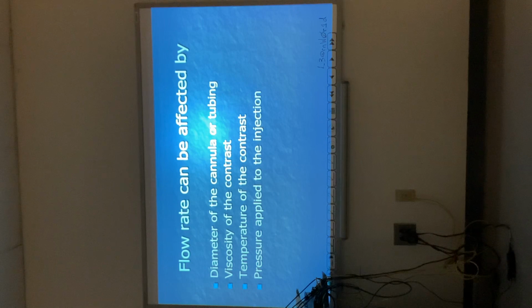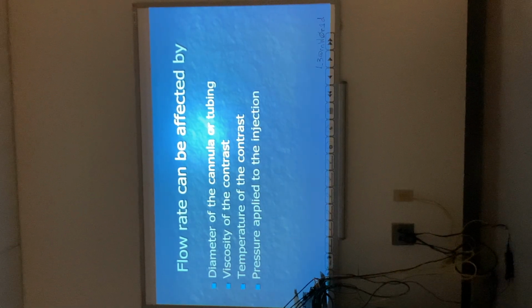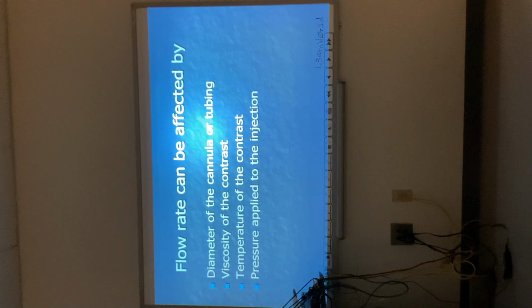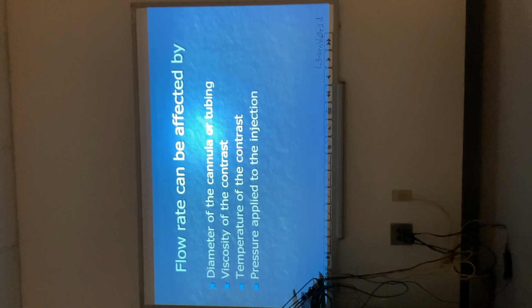So the flow rate can be impacted by these various areas that we see here. Viscosity, again, how thick is the solution? How free flowing is it going to be? The diameter of the cannula or tubing is going to impact the flow. The temperature of the contrast. So have you guys come across any contrast media that needs to be at a certain temperature?